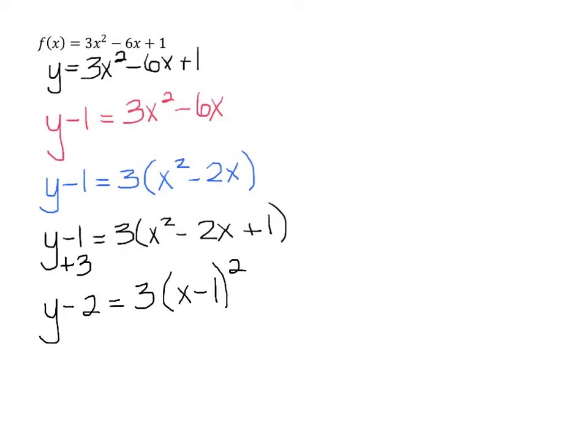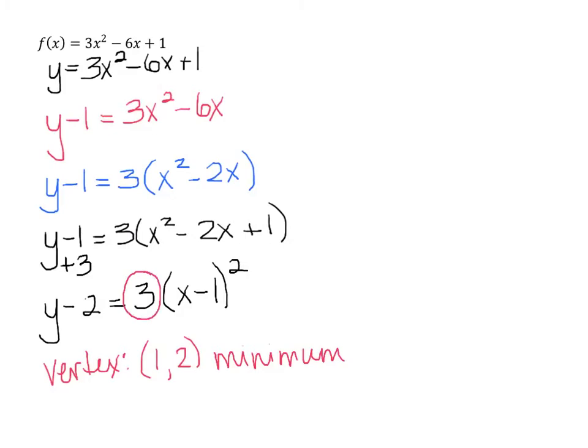Let's list the vertex of this. It's the point (1, 2). Based on this function, you should be able to tell that this is a minimum, and the way you can tell is this. You look at a. If a is positive, then the graph is a happy face. And when you have a happy face, you have a minimum.